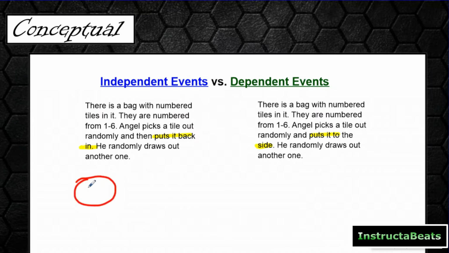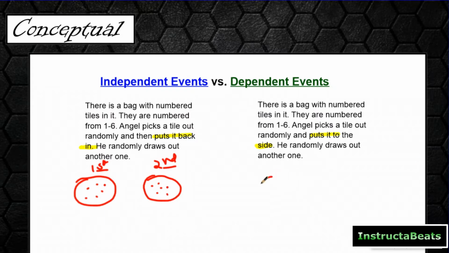So here we have the bag, 1, 2, 3, 4, 5, 6 tiles that somehow look like dots. I'm not sure how that happened. And then our second event, so here's our first event. Our second event, there's still 1, 2, 3, 4, 5, 6. The first event did not affect the second one.